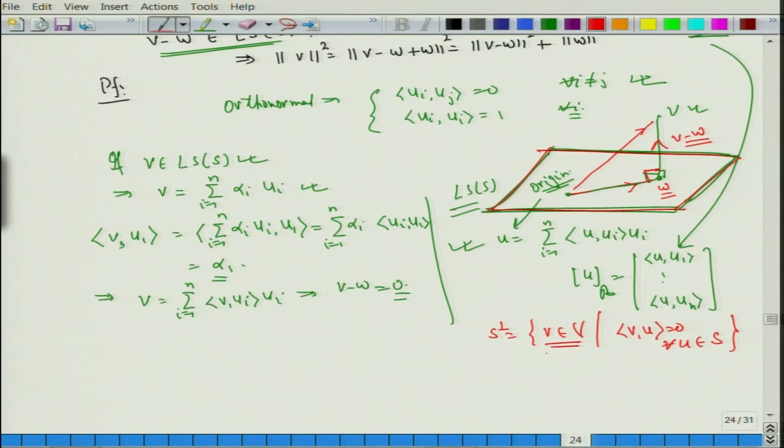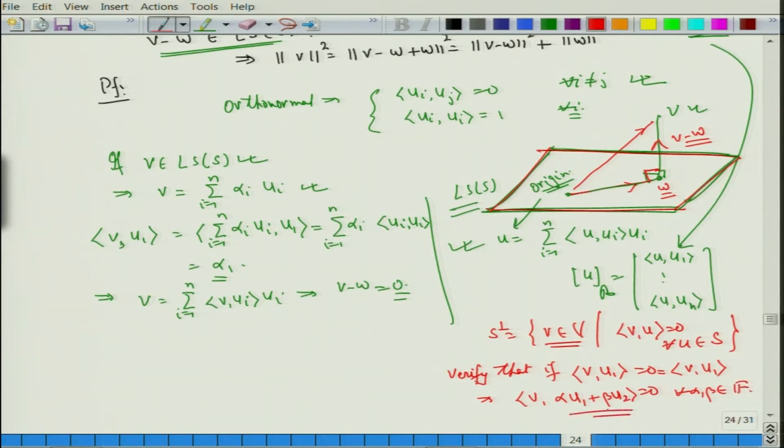So, here if you verify that if V is perpendicular to U1 and V is perpendicular to U2 both, this will imply that V is perpendicular to alpha 1 U1 plus beta U2 for all alpha, beta belonging to whatever scalar you have. Is that okay? And therefore, what we are saying is that when some vector is perpendicular to the basis vectors, it is perpendicular to everything else, fine. So, use this idea to let us prove that part.